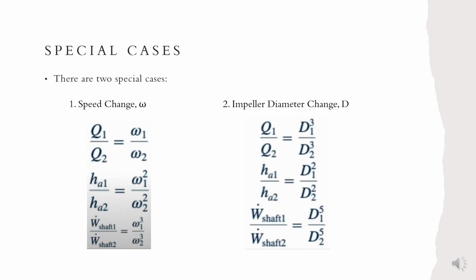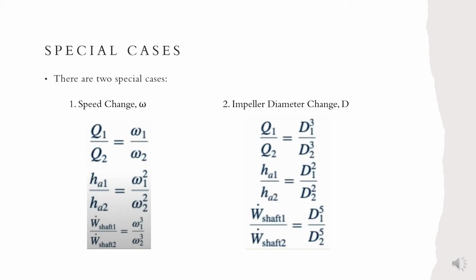Now I'm going to talk about the special cases. There are two special cases and we can see the respective equations in this slide. The first one is when there is a speed change. Here we can see that for a pump operating with a certain flow coefficient, the flow varies directly with speed. The head varies as the speed is squared, and the power varies as the speed cubed.